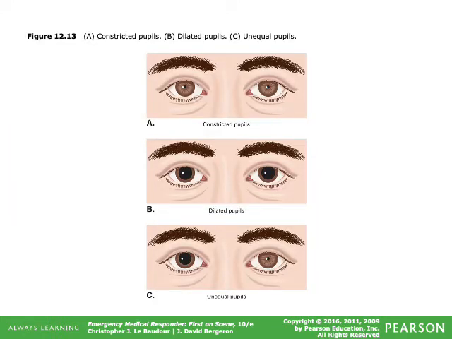This is just a few different images of what pupils look like. A is constricted pupils. Again, this is what you'd see possibly in a narcotics overdose. Pupils are going to be super small. They're not going to respond to light.